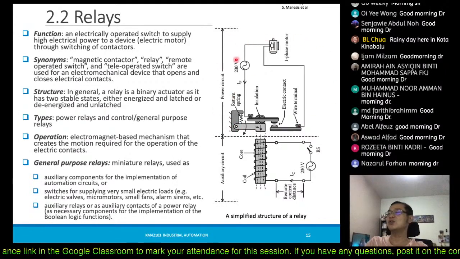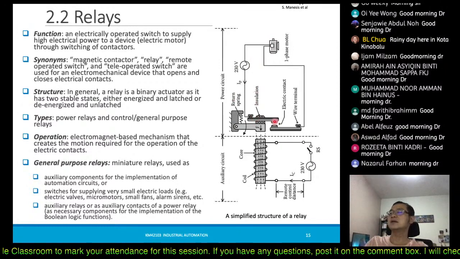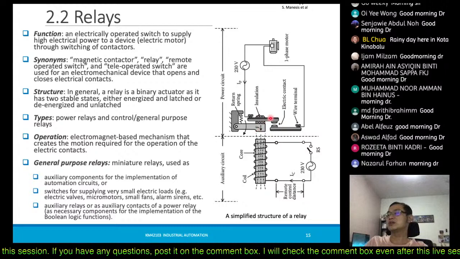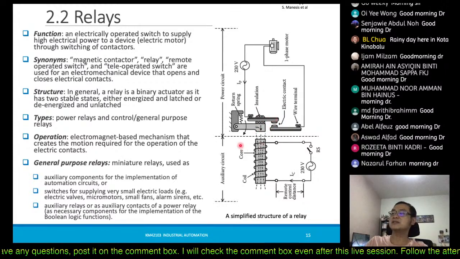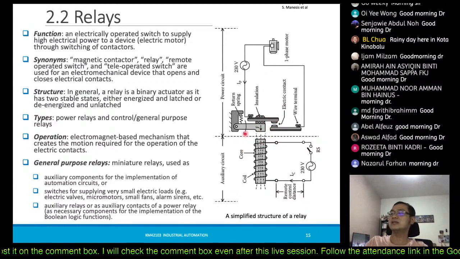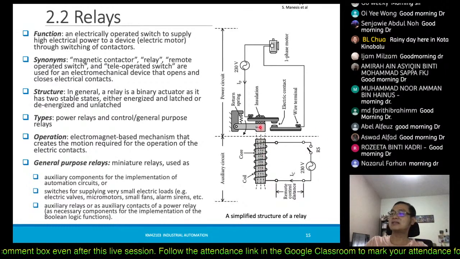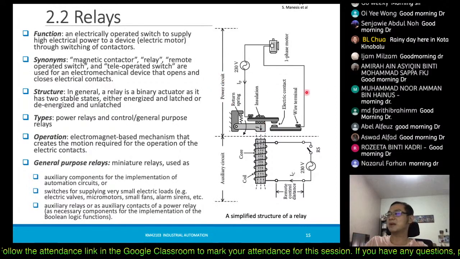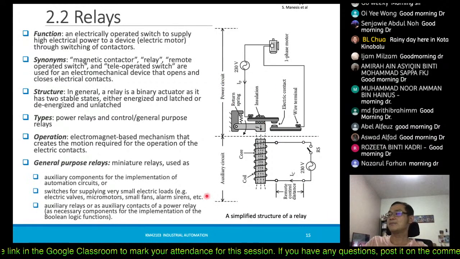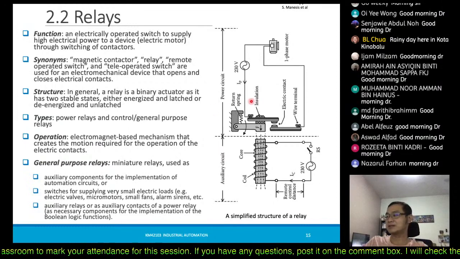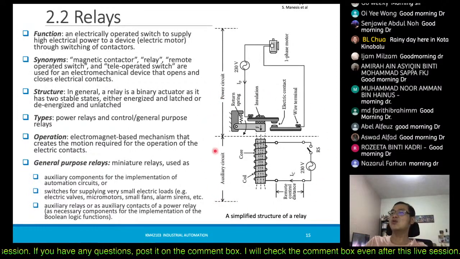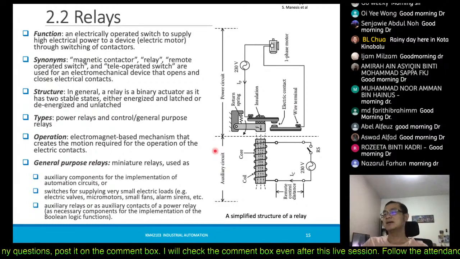You have a motor at high power connected to this switch, and how you operate this is through simple electromagnetic principles: magnetize, demagnetize operations. This particular section, the auxiliary part plus this switch part, is the whole construction of the relay.